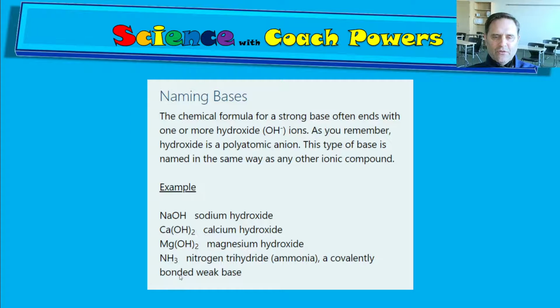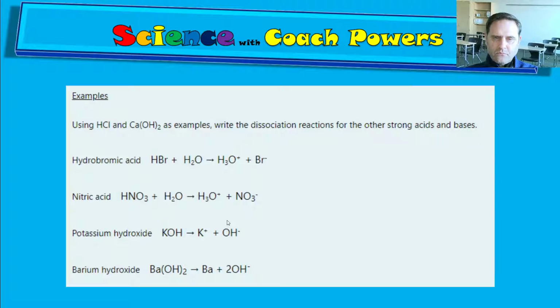So here are some examples: sodium hydroxide, calcium hydroxide, some common things you will probably see with bases in the future. The base often ends with one or more hydroxide ions. You see this OH, OH, OH. That's what you're looking for, usually. And ammonia is a little bit different. You'd see the H in front if it was an acid, usually.